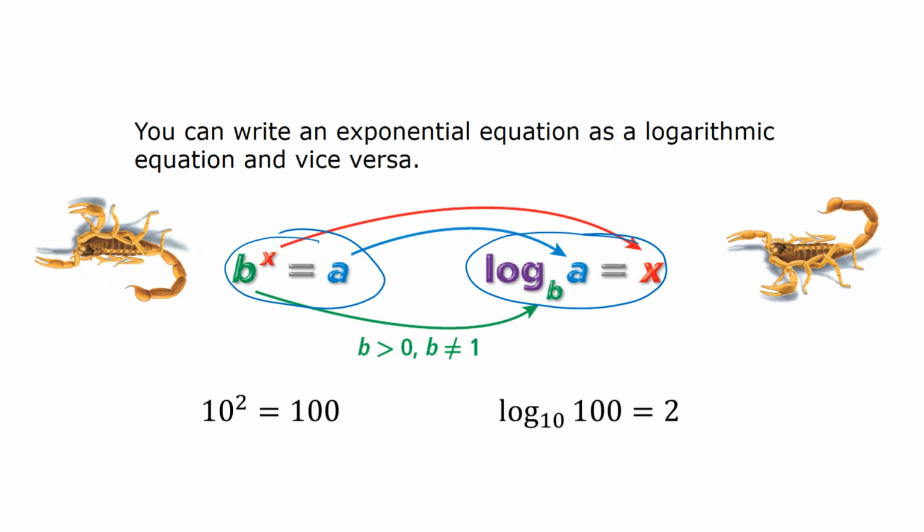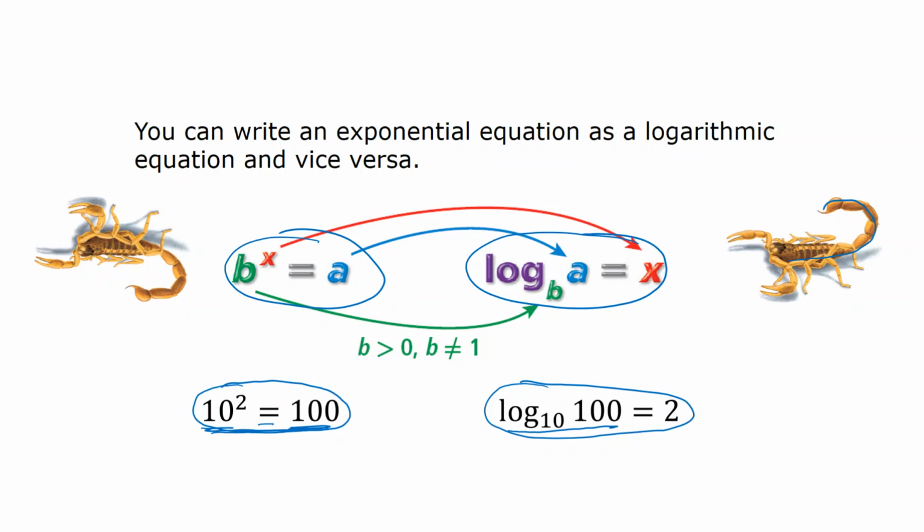And so here's what I do. I use my little scorpion picture to help me remember. When I'm given this log form, I'm going to use my scorpion to change it back. One thing I do to make sure that I'm doing it right is I almost always write two statements of things that I actually know. I do know that 10 squared equals 100, and I know that is written like this: log base 10 of 100 equals 2. These are two things that I know to be true.